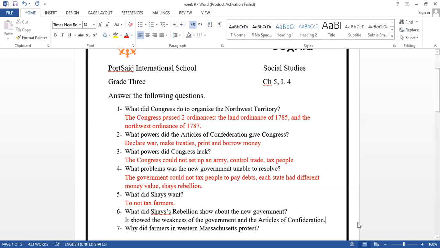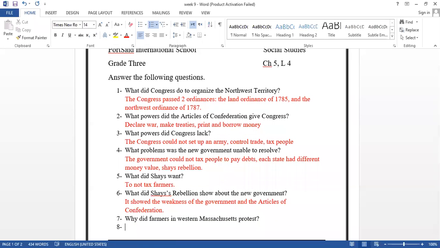Exactly. Okay, the last question, guys. Why did farmers in Massachusetts protest? Because they had to pay taxes, or otherwise the government would take their lands. Yes, exactly. And give them time to pay their debts.